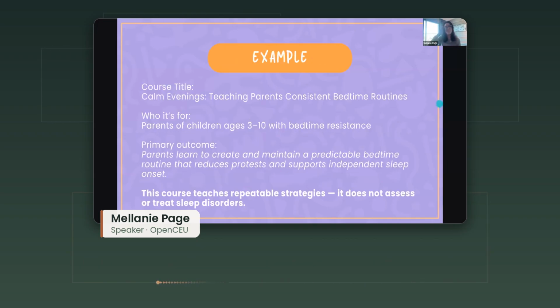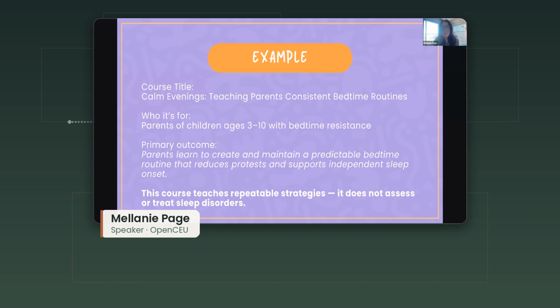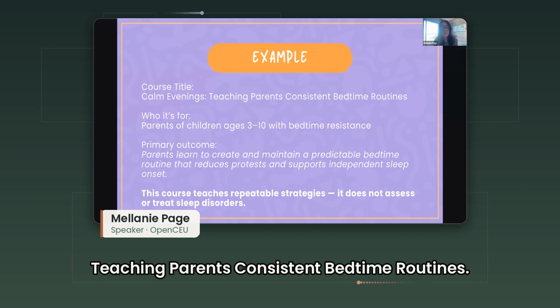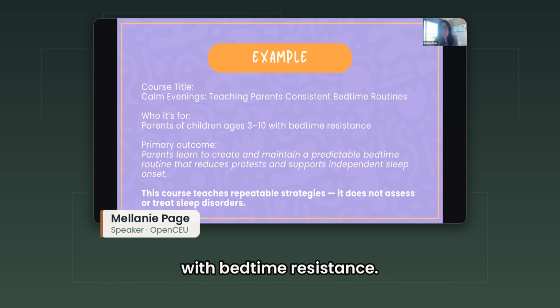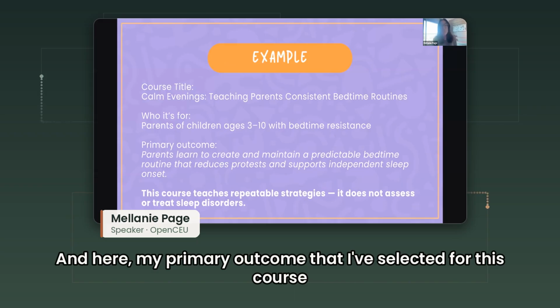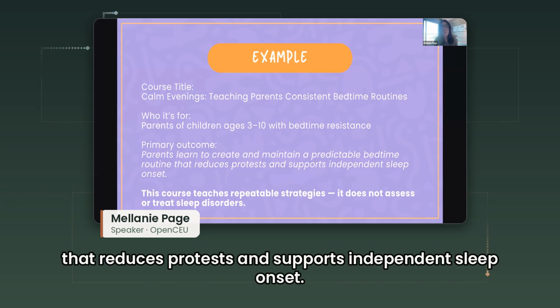So an example here might be a course called Calm Evenings, Teaching Parents Consistent Bedtime Routines. And it's for parents of children ages 3 to 10 with bedtime resistance. And here, my primary outcome that I've selected for this course is: parents learn to create and maintain a predictable bedtime routine that reduces protests and supports independent sleep onset.